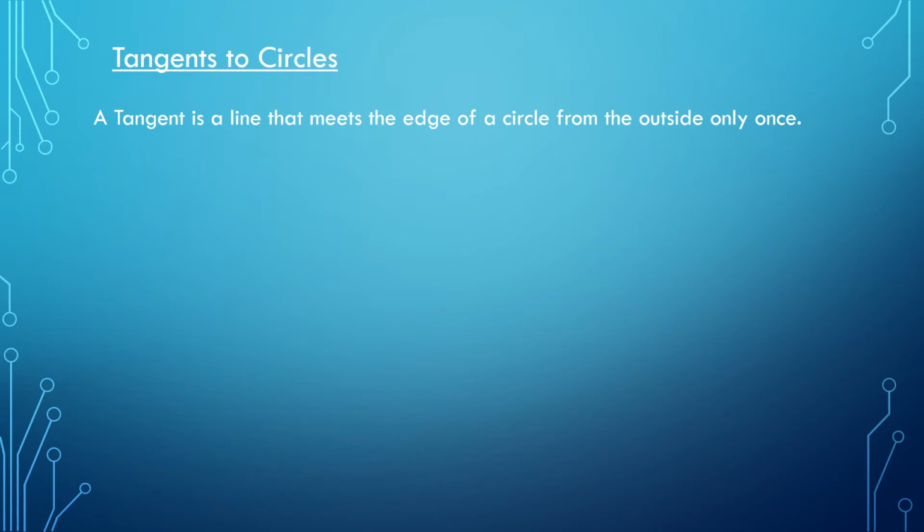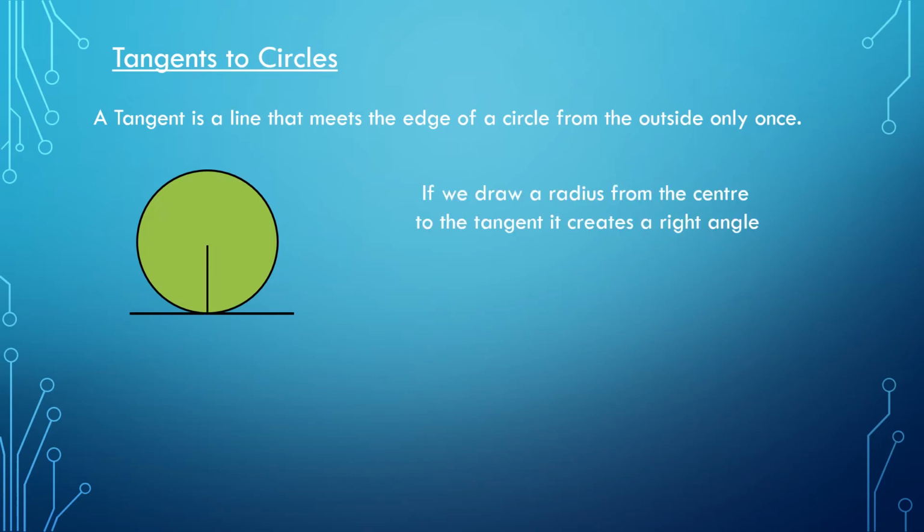Okay, so the next thing we'll look at are tangents to circles. So a tangent is a line that meets the edge of the circle from the outside only once. So if we've got a circle, and we draw on a line like that, it touches only once, right at the very bottom there. That is a tangent. And if we were to draw a radius from the centre to the tangent, that creates a right angle.